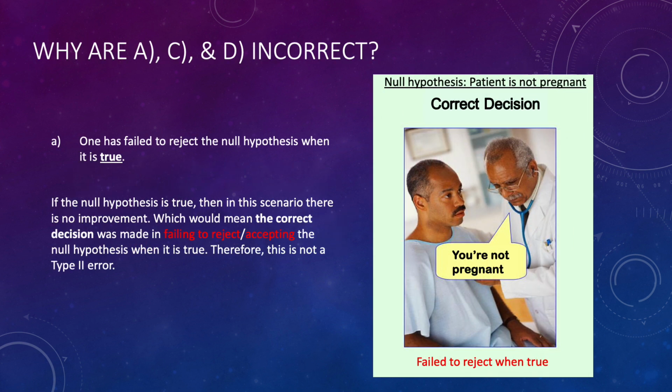Why are A, C, and D incorrect? Starting with A. One has failed to reject the null hypothesis when it is true. If the null hypothesis is true, then in this scenario there is no improvement, which would mean the correct decision was made in failing to reject or accepting the null hypothesis when it is true. Therefore, this is not a type 2 error.